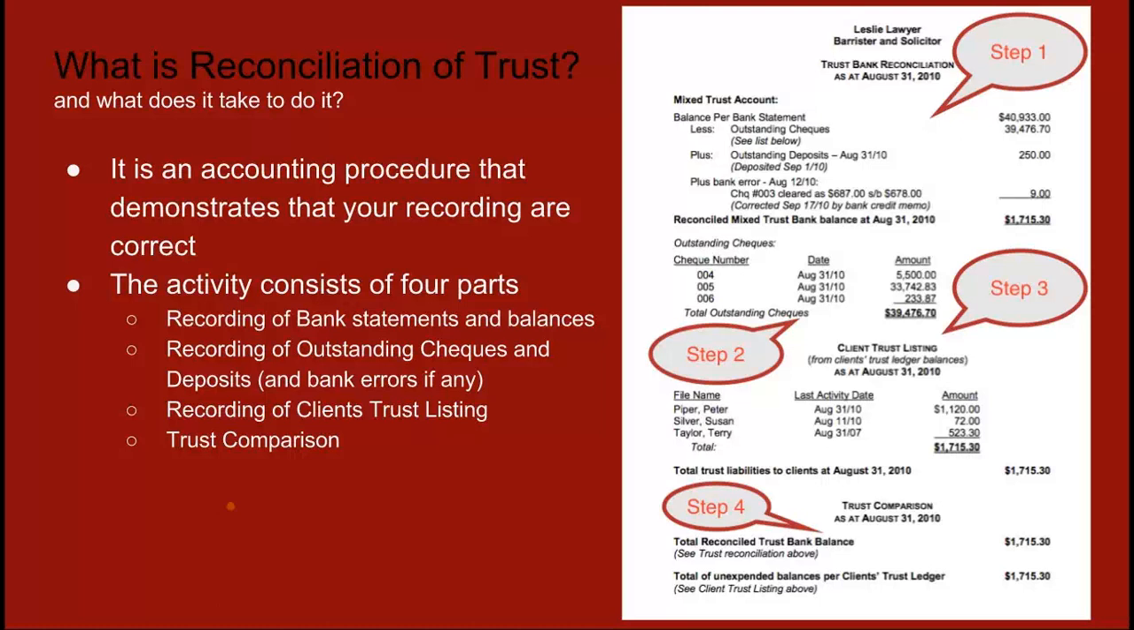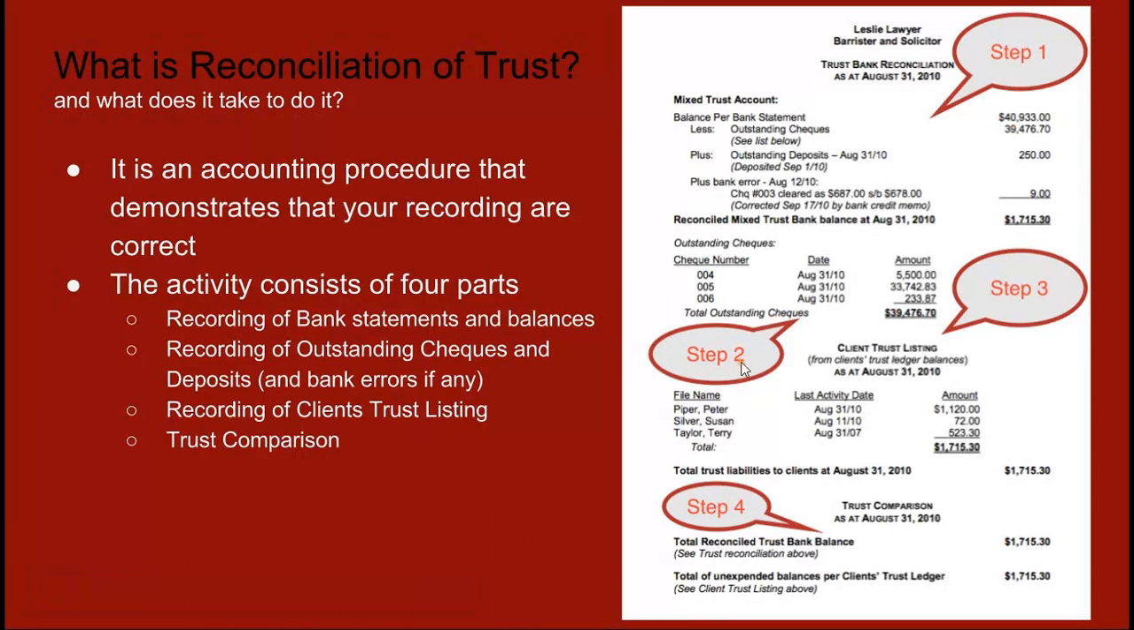And that's pretty much it. Okay? But the way that it needs to be captured, the different components that need to be captured to give you the full picture, is what's outlined here as step 1, 2, 3, and 4. So what are those 4 parts? The first one is recording of the bank statements and the balances. So as of the date when you're doing this report, what was the balance in your bank? Okay.